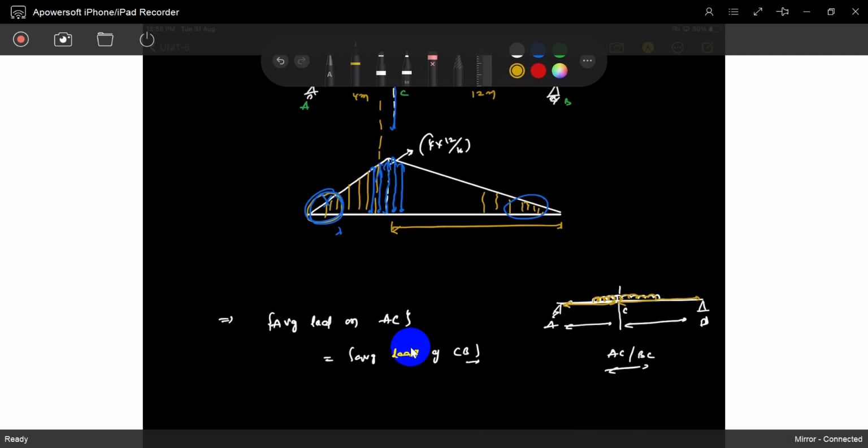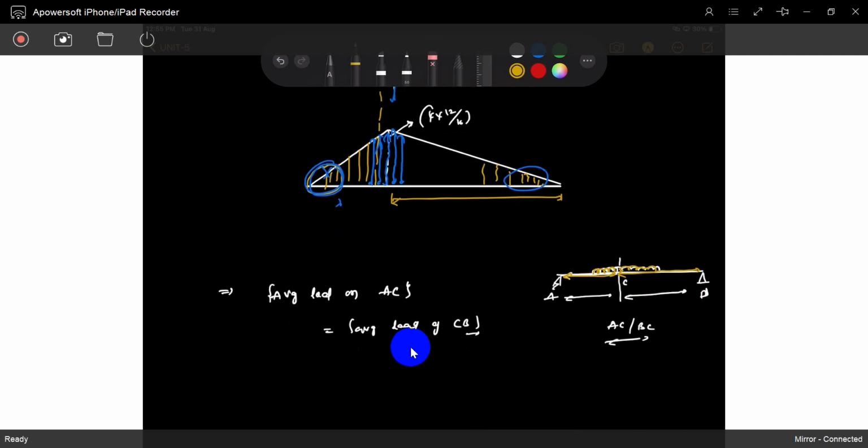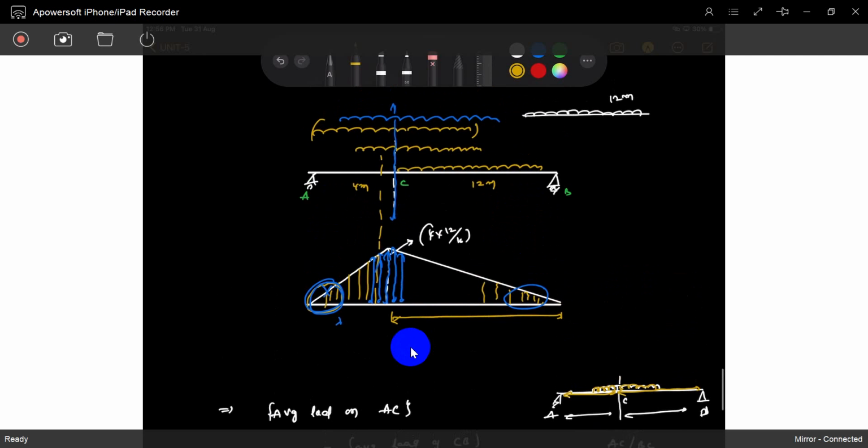Span length, understood? So the average load on the span AC is equal to the average load on CB. You have to put that, maintain equilibrium. Maintain equilibrium, then you will get maximum intensities under the point under the load. Understood? So why is that?